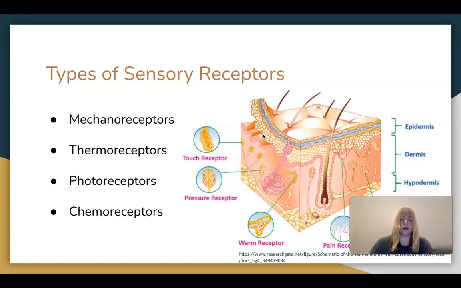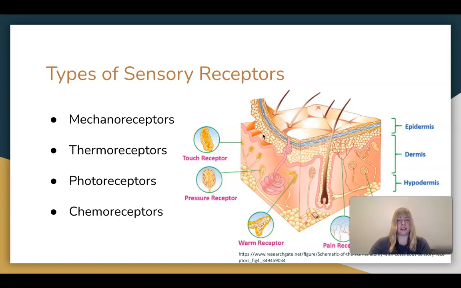Another type of sensory receptor is a thermoreceptor. Thermoreceptors are sensory neurons that detect changes in temperature. Another example is photoreceptors. Photoreceptors are specialized cells in the retina that detect light and convert it into signals that the brain can use for vision.